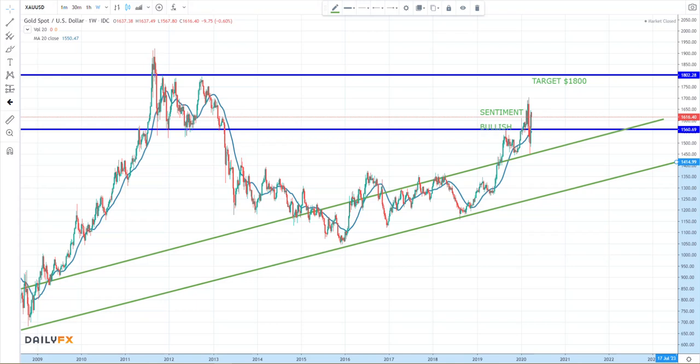So the price of gold versus the US dollar. The date is April 5th, 2020.